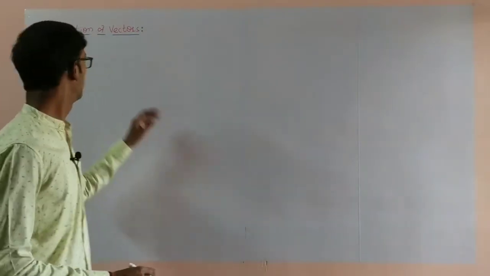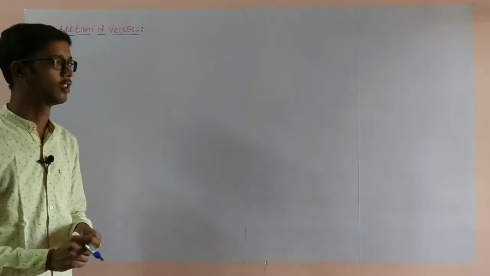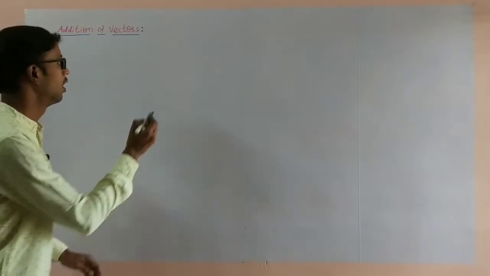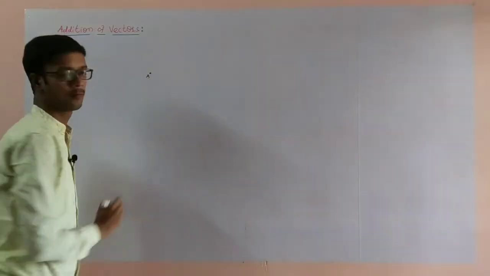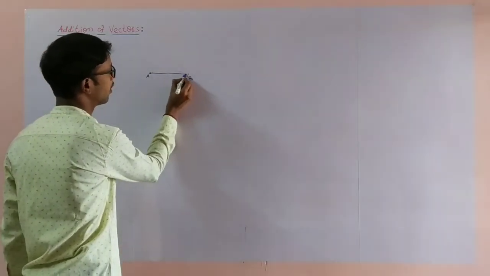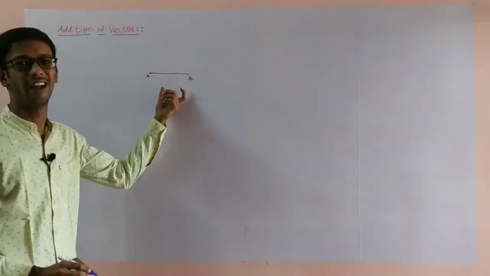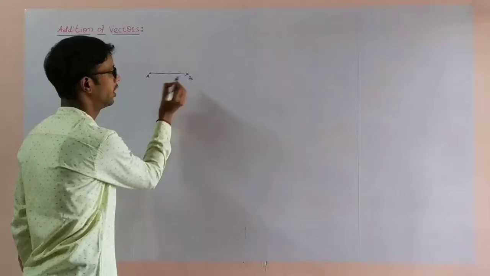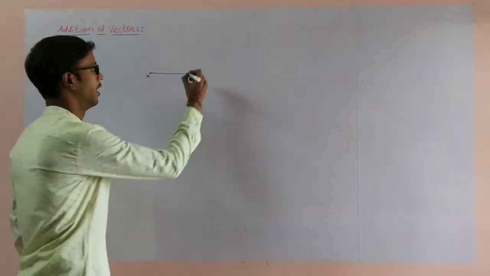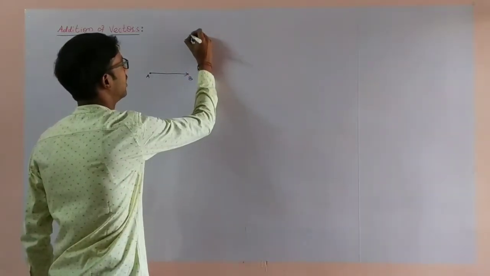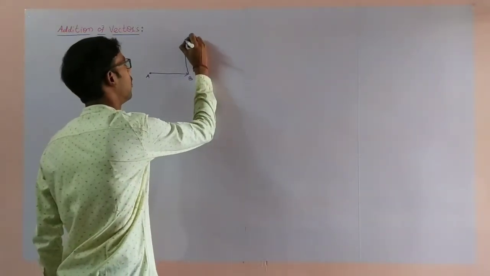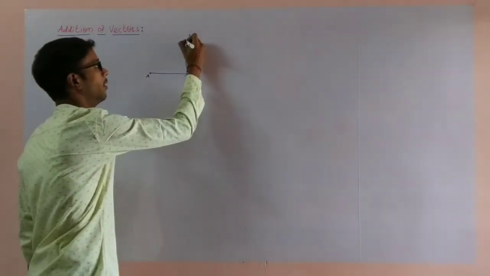Our next concept is addition of vectors. Here is a simple one; I'll explain it by example. One point A is there. A person is moving some distance x from point A to point B. So AB is one vector, and then he went from point B to point C.